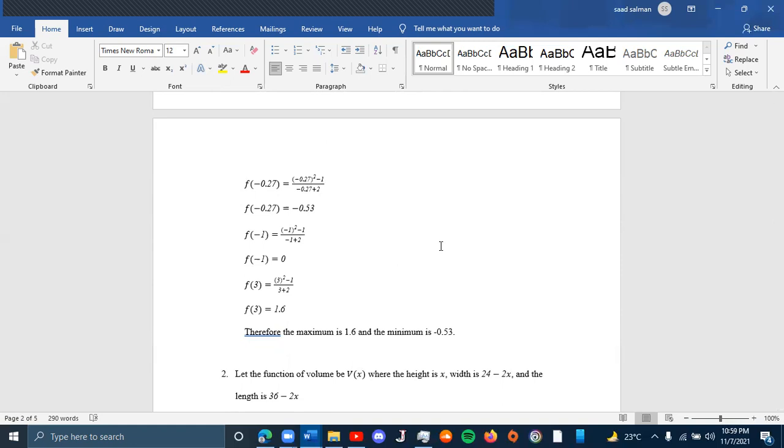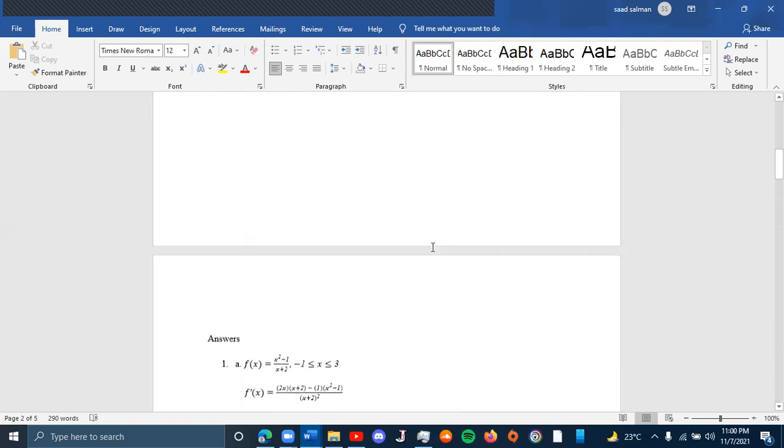Then we'll substitute minus 1, which will be (minus 1 squared minus 1) divided by (minus 1 plus 2), which will give us 0. Now we'll substitute number 3, which is (3 squared minus 1) divided by (3 plus 2), which will give us 1.6. Therefore, the maximum is 1.6 and the minimum is minus 0.53.